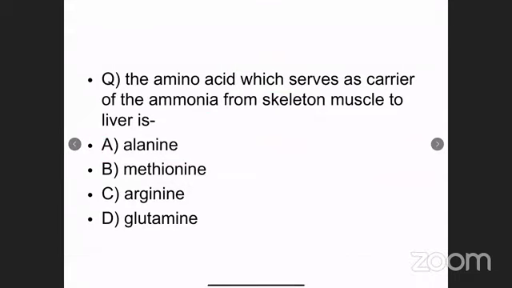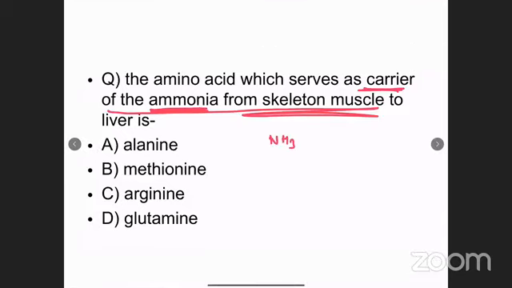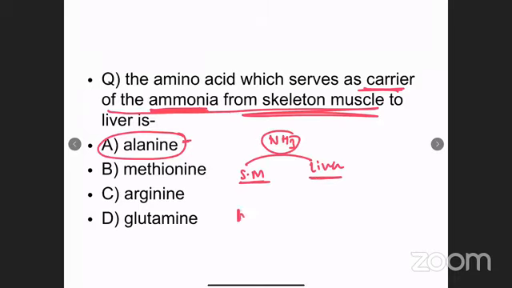What is the name of the transporter of ammonia? The amino acid which will serve as a transporter or carrier of ammonia from skeletal muscle all the way to liver. Who is going to transport this? The answer is alanine. Alanine is the molecule responsible for the transport of ammonia from skeletal muscle all the way to liver.